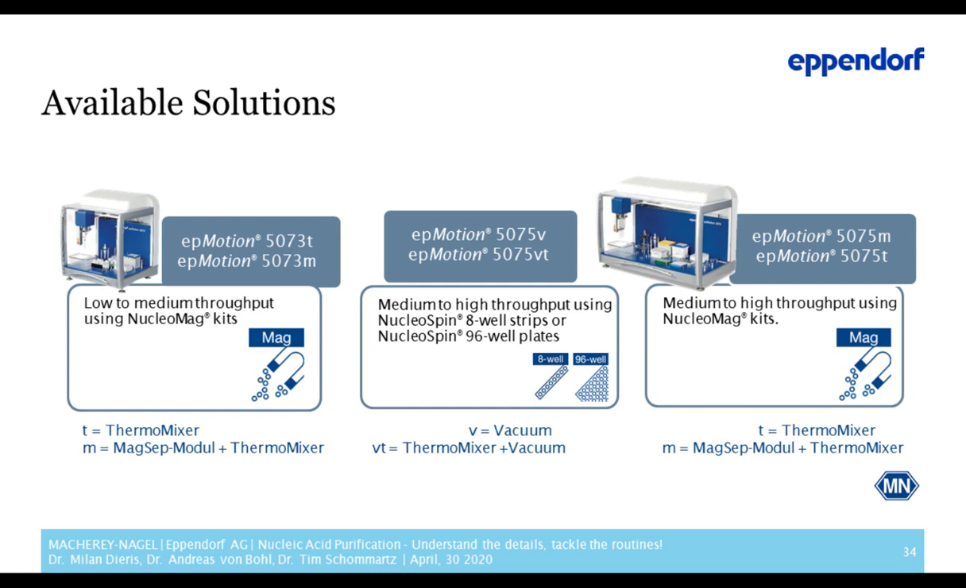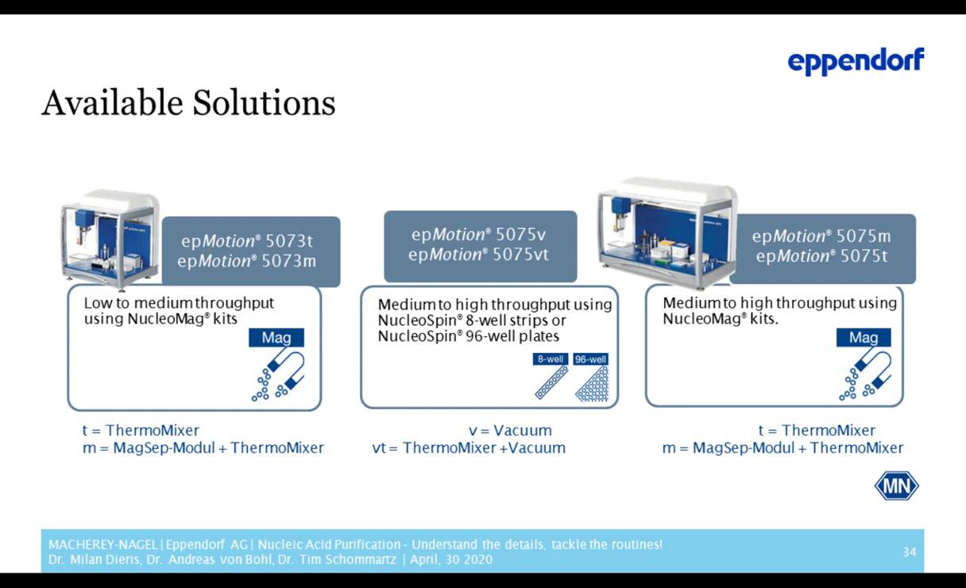You can see on the right-hand side we have one model which is capable of operating with a vacuum chamber. It has a built-in vacuum chamber, so you can work with silica-based kits. And we have one version which has a built-in mixer and shaker, the so-called T version, and this can deal with magnetic bead-based kits.